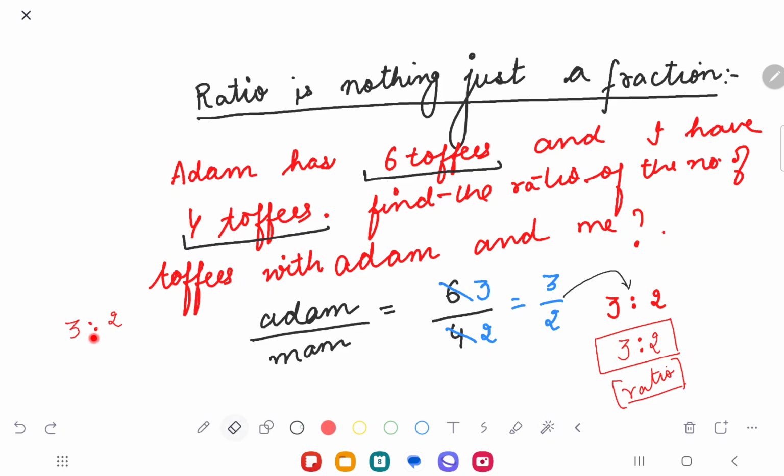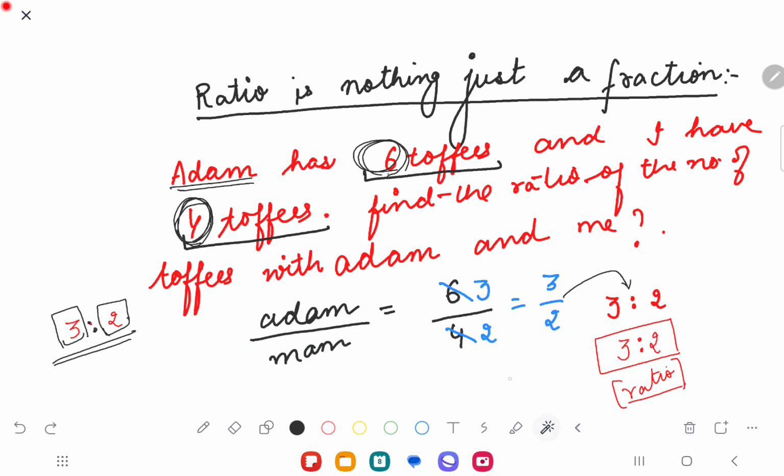But that does not mean that in reality I will have three toffees and you will have two toffees, or you will have three toffees and I will have two toffees. That does not mean I am really having six toffees. Sorry, Adam is really having six toffees and I am having four toffees. In reality, the original toffees are four and six. But the final simplest version of it is 3 is to 2. Are you understanding my point?